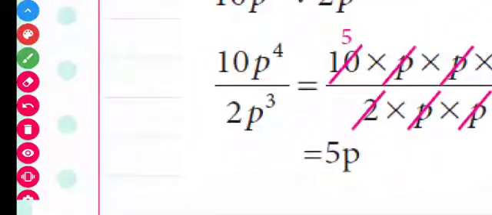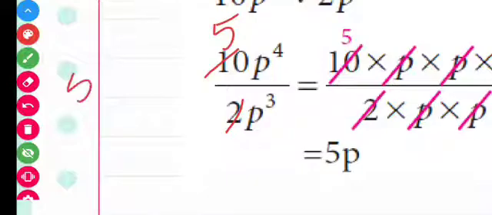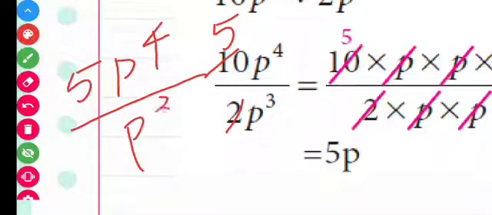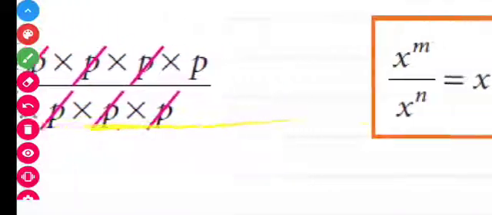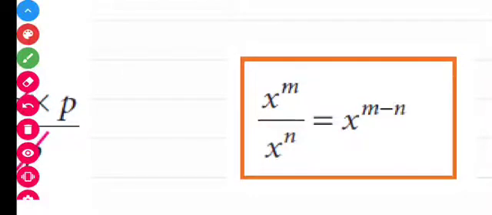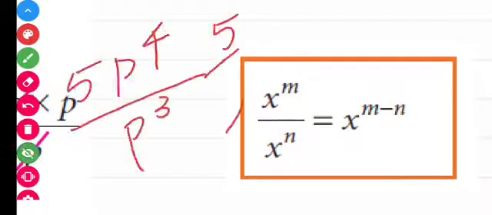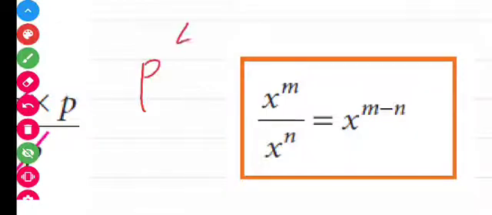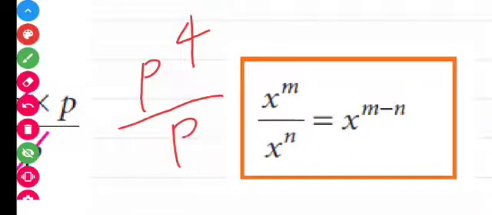See here, you have 10p power 4 divided by 2p cube, okay. As you all know, you can strike this out, this can be written as 5 here, so remaining is 5p power 4 divided by p cube, okay. You have already learned something like this: x power m by x power n equals x power m minus n. So what we have here is p power 4 divided by p power 3.